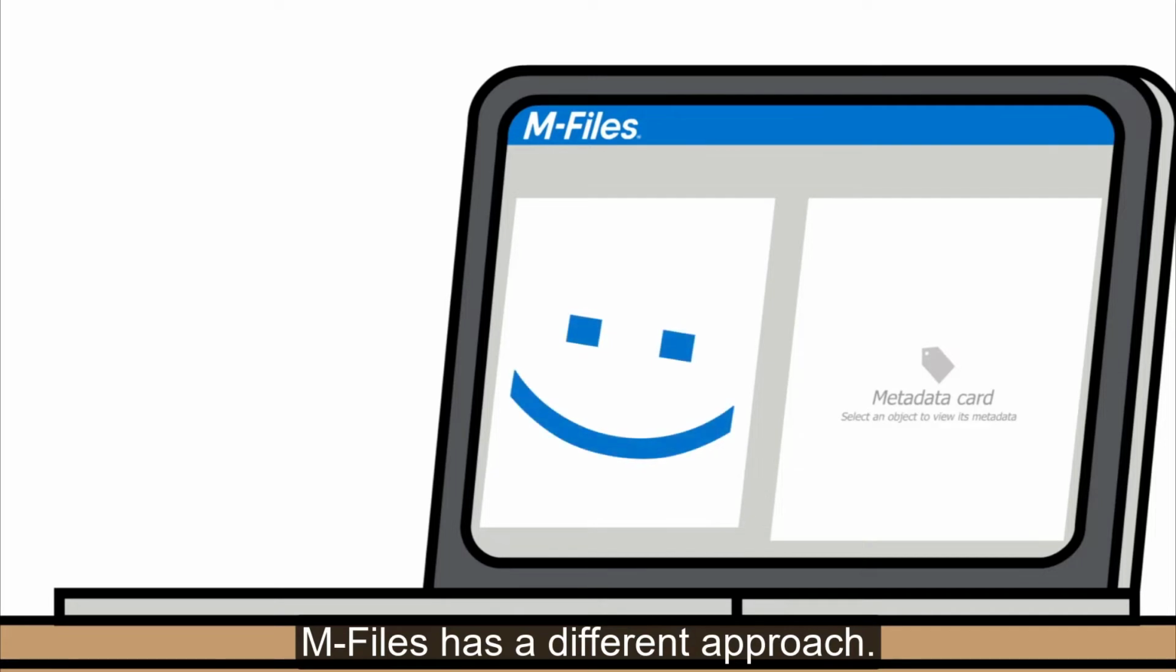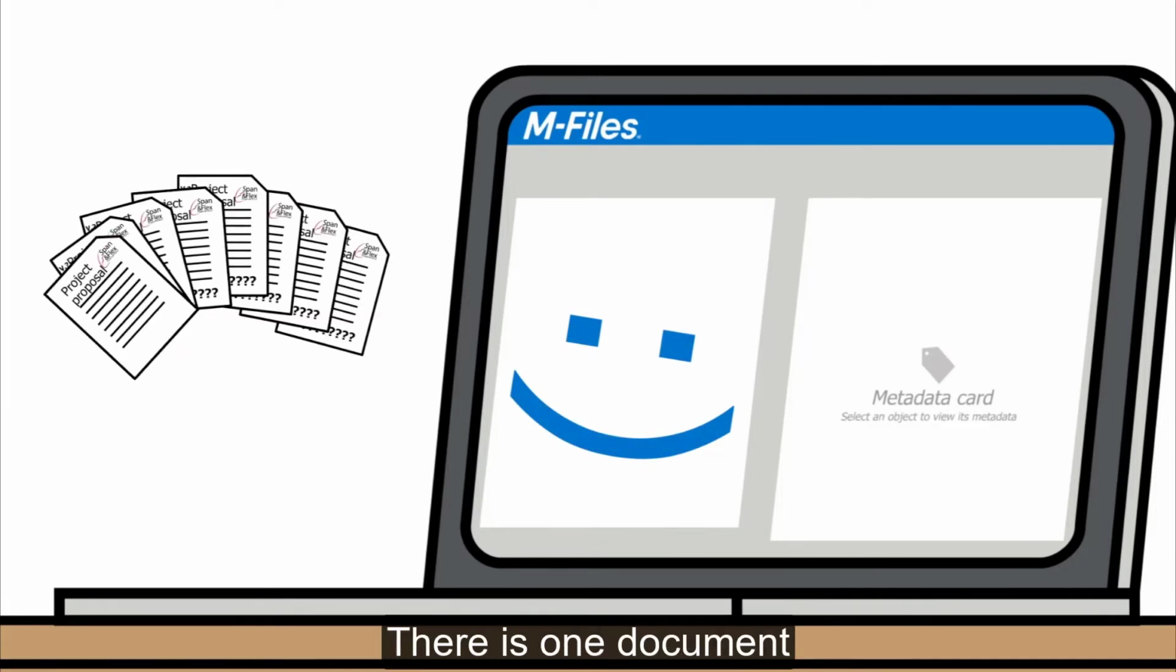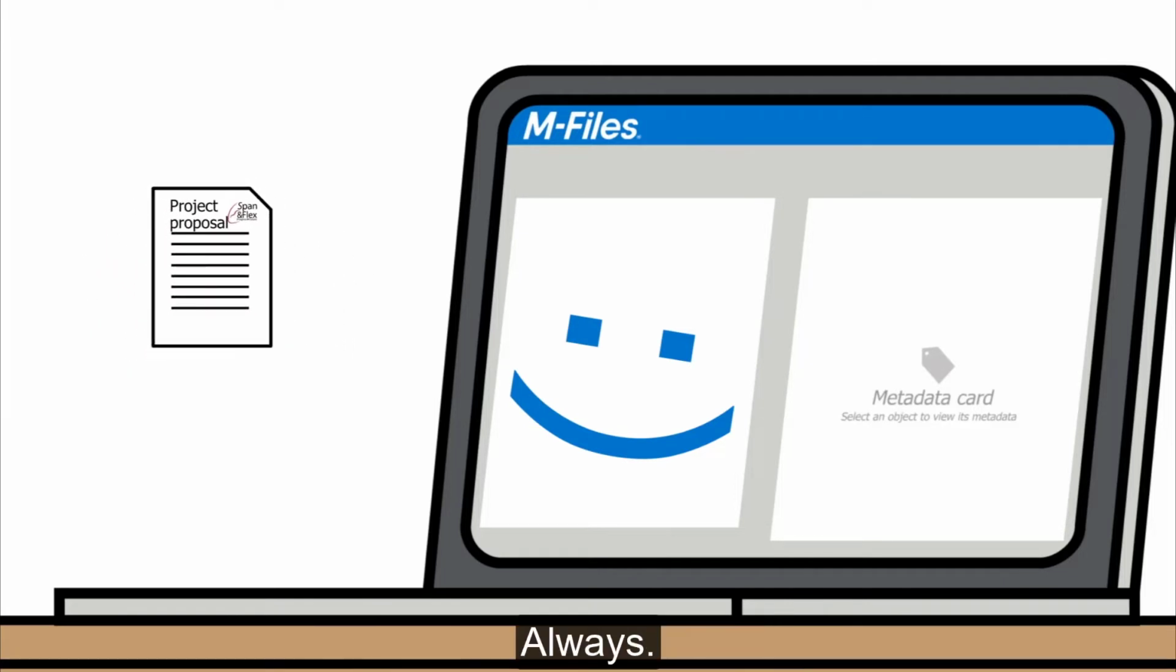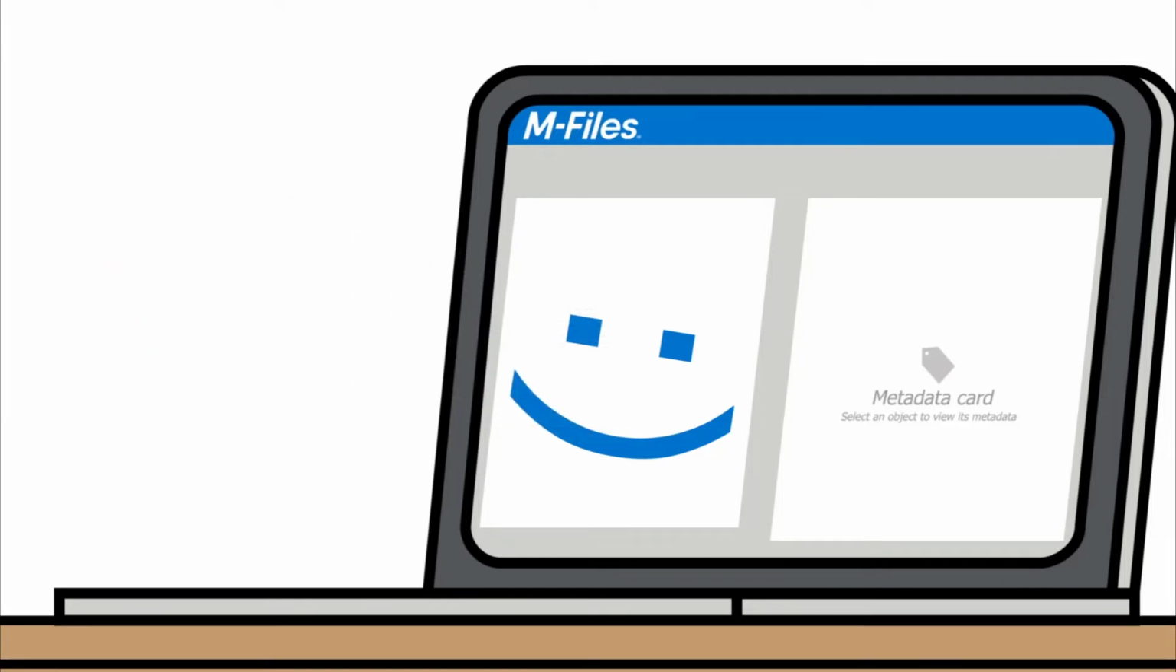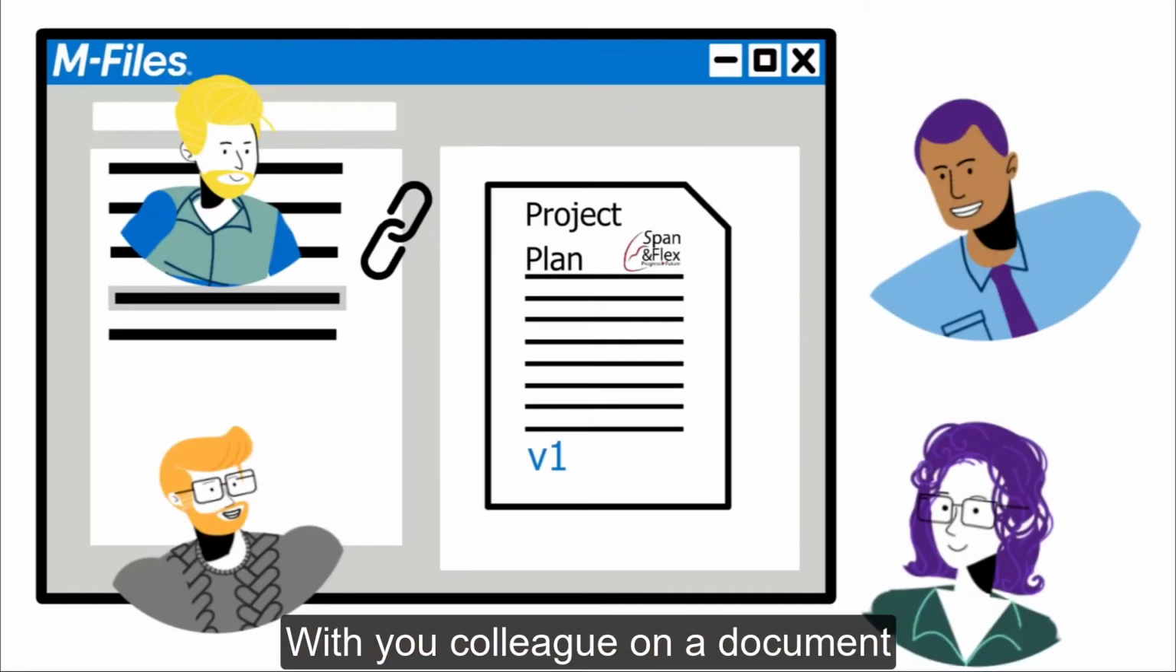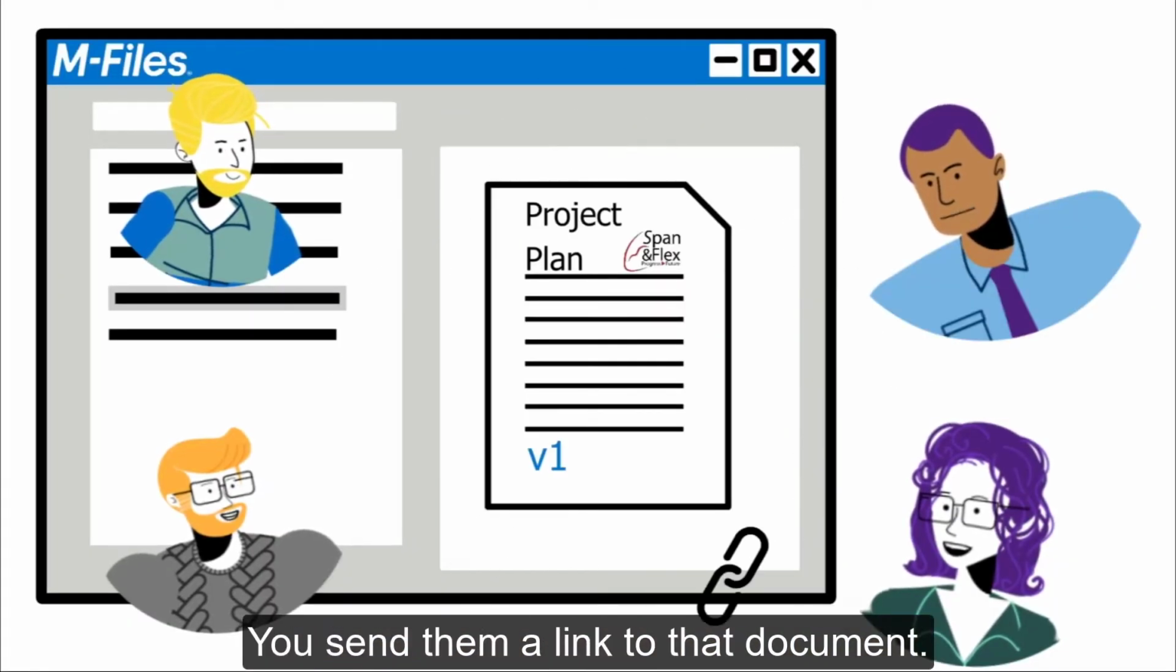M-Files has a different approach. Instead, in M-Files, there is one document always. And when you need to collaborate with your colleague on a document, you send them a link to that document.